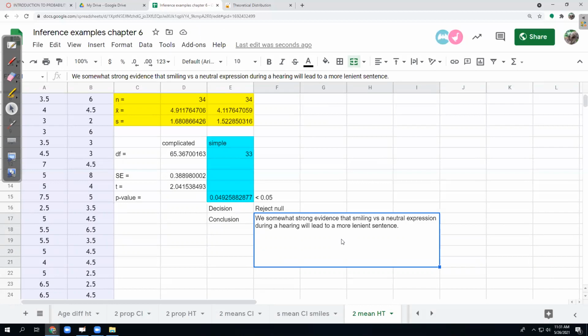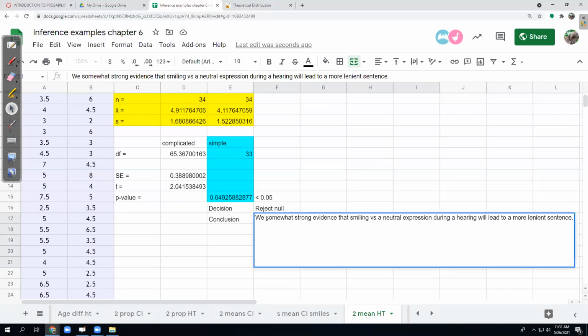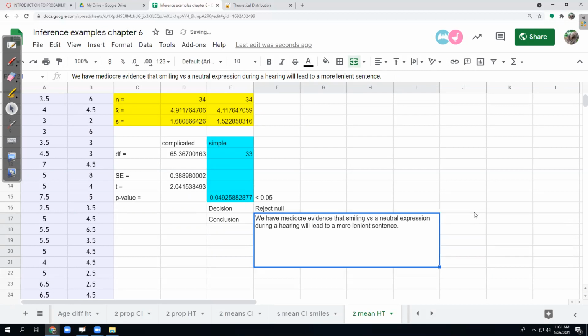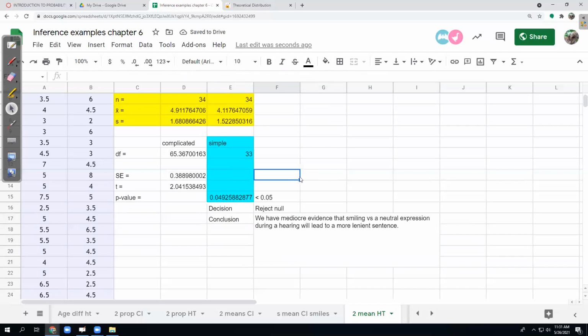Okay, if I can remember the word, we have, let's see, can I spell mediocre? Maybe, it's not quite right, but we're going to go with it. We have mediocre evidence that smiling versus a neutral expression during a hearing will lead to a more lenient sentence. Okay, that's our conclusion. Boom, done.